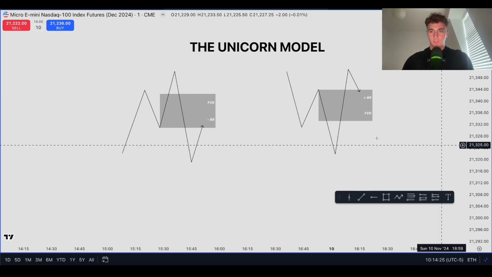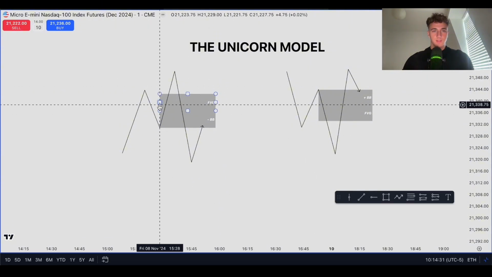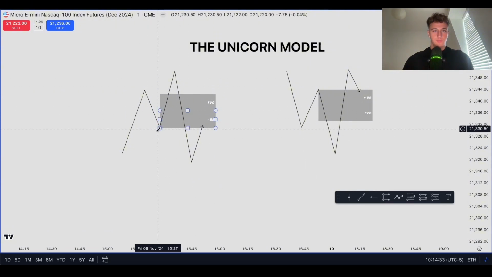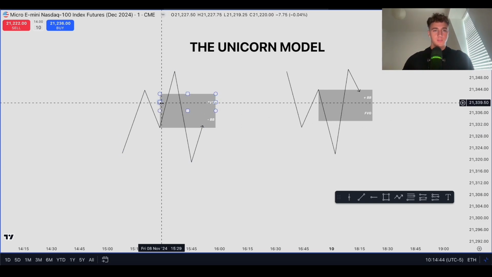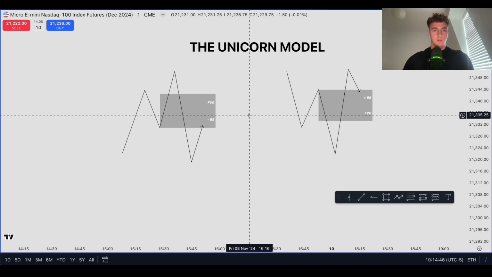So a breaker block in this scenario here is going to be the lowest down close candle. Alright, since we are bearish, we're going to be picking out the down close candle, not up close. Whichever one is the lowest is going to be your breaker block. Right, so you're going to mark that out to the right, mark it out as your breaker block.